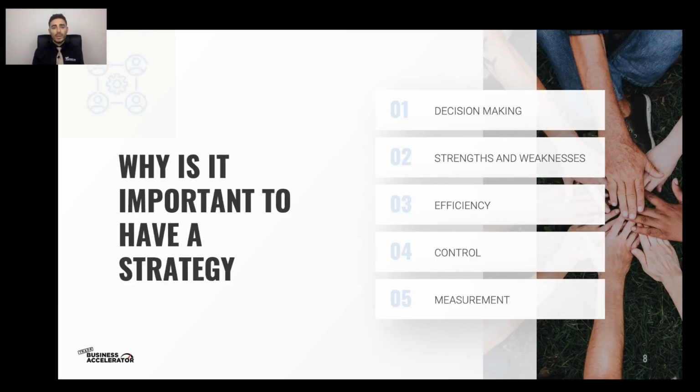So again, we're going to recap on why it's important to have a strategy. Number 1, decision making. Number 2, strengths and weaknesses. Number 3, efficiency. Number 4, control. And then number 5, measurement. So again, if we look at what business strategy is in its purest sense, it's all about decision making. That's number 1 here. Decision making is fundamentally what we will be doing as business leaders and business owners throughout our journey, working through our business plan and our end goal.